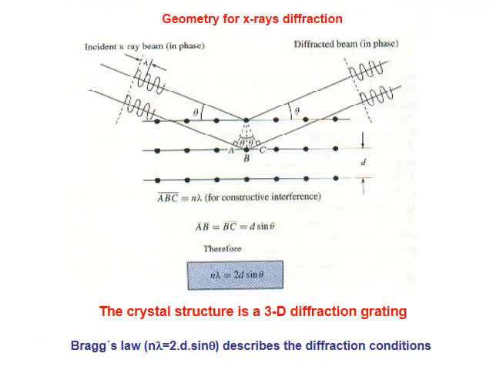So, we may say that crystal structures are 3D diffraction gratings. Bragg's law is shown here. It gives the wavelength that will be diffracted as a function of the interplanar distance and the diffraction angle.